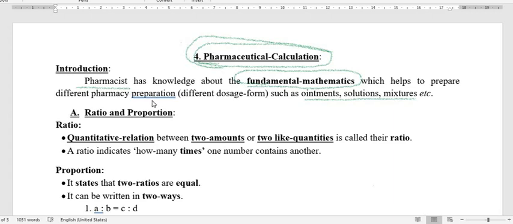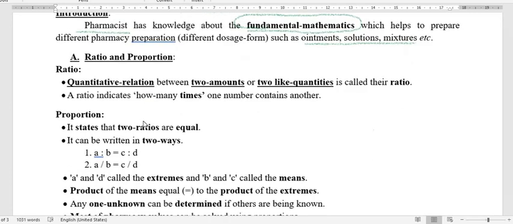So in this we are not going to discuss much of the mathematical part, but at least we are going to discuss to the extent that we are able to calculate the mathematics to prepare the different pharmacy preparations in a lab, a small lab you can say. So in this regard, we are going to discuss the first heading, ratio and proportion. In this, we are going to discuss first the ratio.